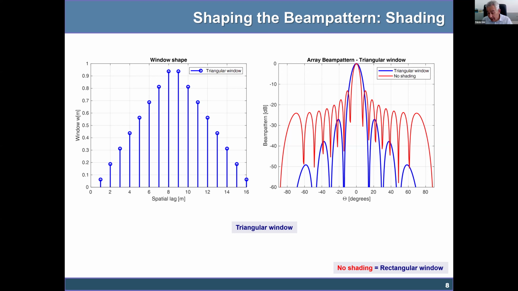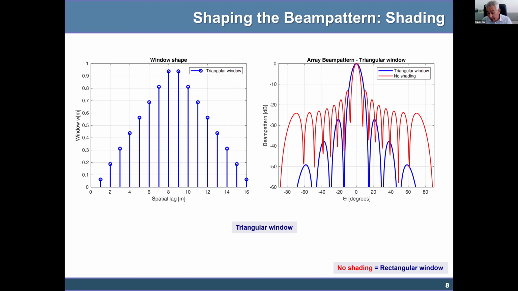Different window, different trade-off. This is the Gaussian window. So this is a Gaussian shape. Again, lower side lobes, larger main lobe. So there is no way to escape from this. The Gaussian window has a control parameter alpha. So with different alpha, you get a different trade-off.